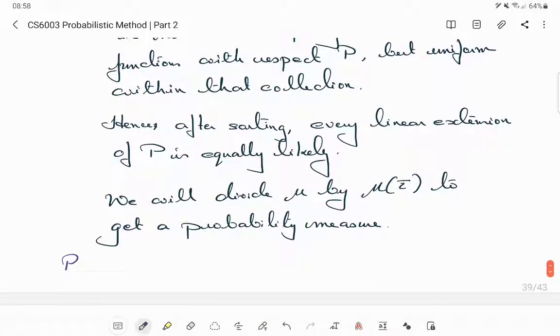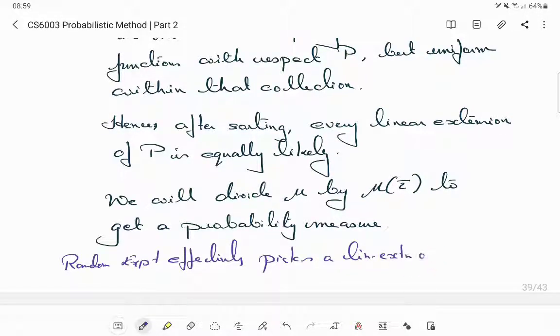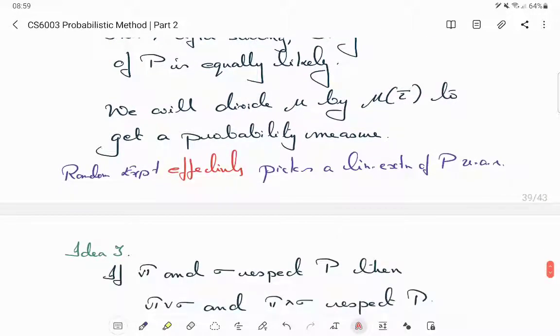So this random experiment effectively picks a linear extension of p uniformly at random. Why do I say effectively? Because that's not exactly the experiment we do. Our experiment is on a larger domain and there is a sorting operation.